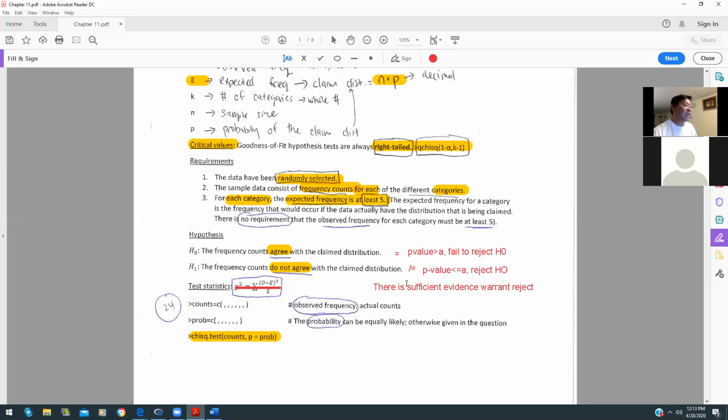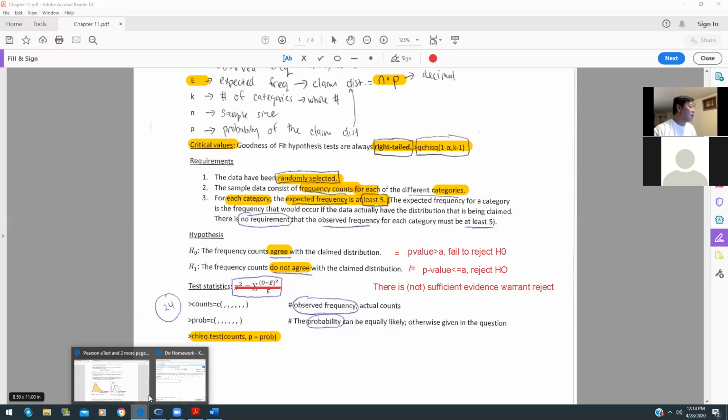When you fail to reject, that is not sufficient, right? So make sure you know when to use sufficient and not sufficient, based on your decision here. And usually your conclusion is your claim statement, either one of those. Okay, so let's take a look at some examples on your homework here.